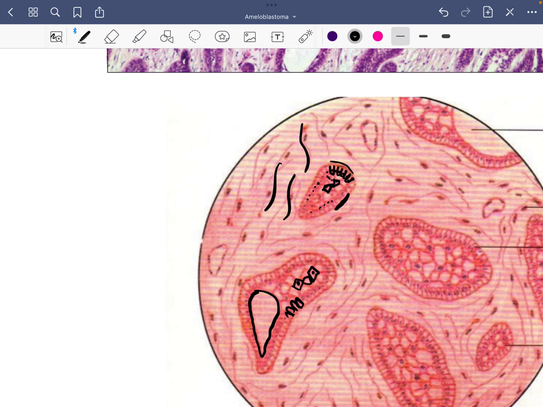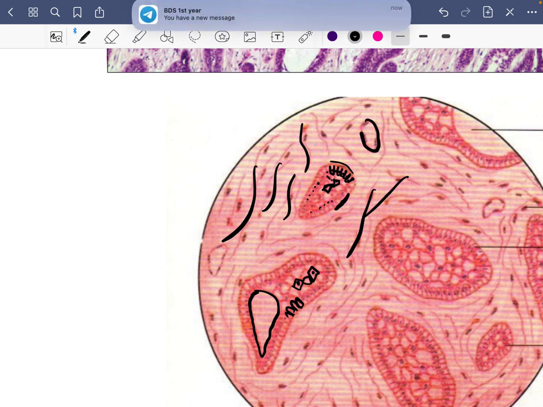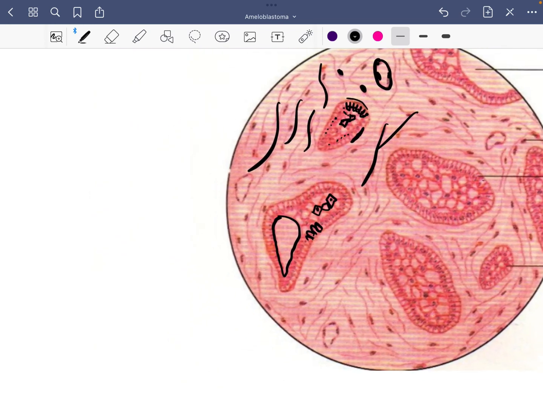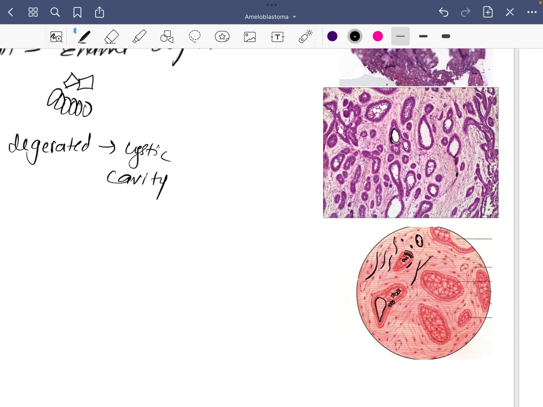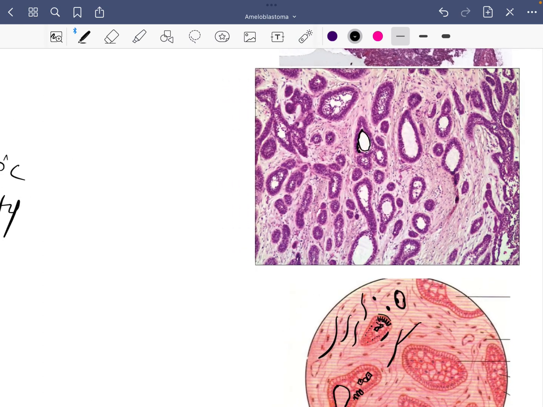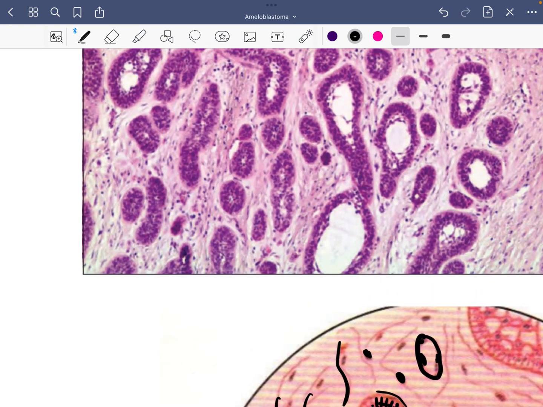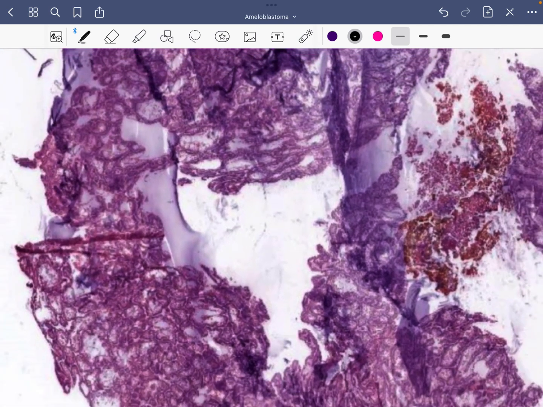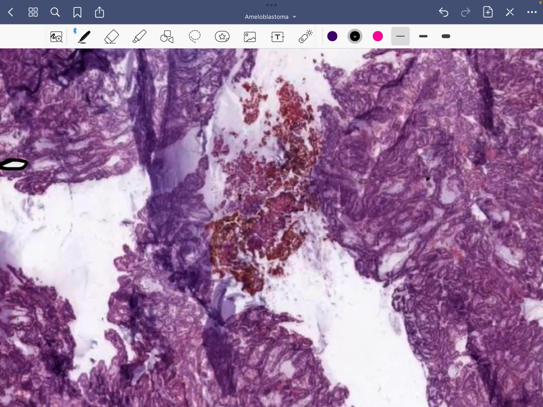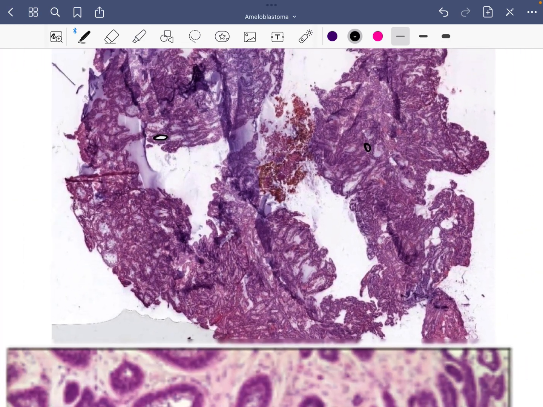And outside, just draw some threads. These are the connective tissue, and these are collagen fibers. You can make one or two vessels, some fibroblasts, and that's all. Easy. Your follicular ameloblastoma is ready, right? This is a cystic cavity. Inside you can see these are stellate reticulum cells. This is a cystic cavity, right? In this also you can differentiate a large cystic cavity, right? Large cystic cavity. These all are the patterns.